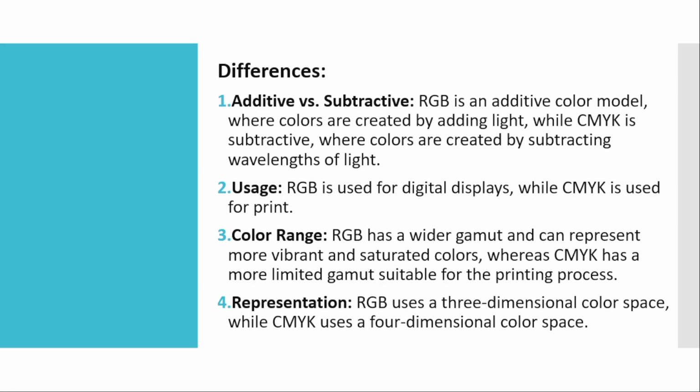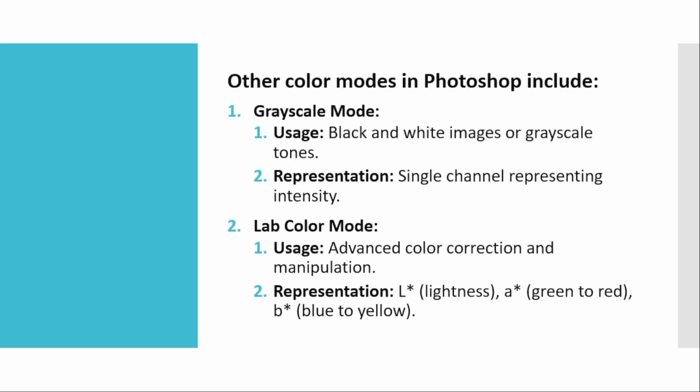So that is why there is something called DPI in printers. I don't want us to waste much time here. CMYK makes sure that your gamut is very low, so that it will facilitate the printing process and make it easier. And the last one, their representation. RGB uses a three-dimensional color space, while the other one uses four: cyan, magenta, yellow, and then the key black.